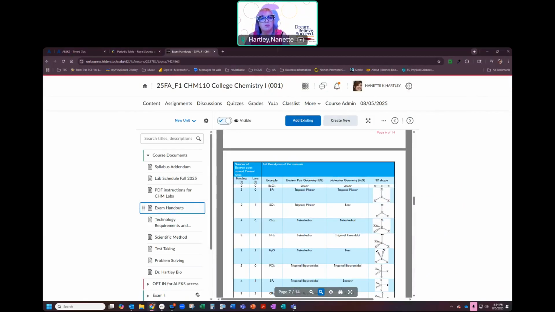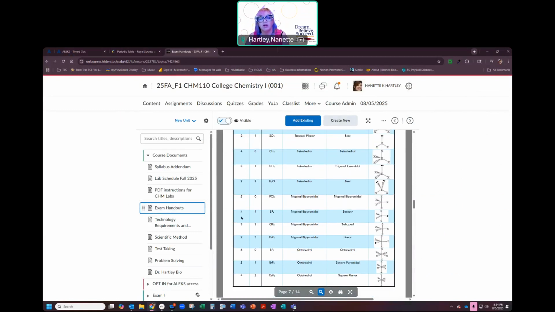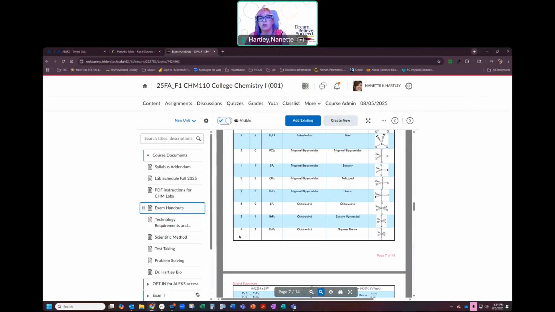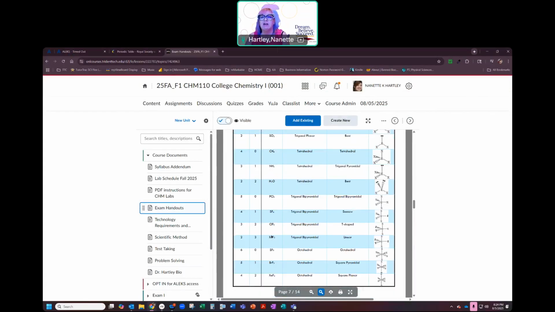What it says is the number of bonding groups and the number of lone pairs. So I want to find where I have 4 bonds and 2 lone pairs. So I see 4 here, but that's 0. I see 4 here, and that's 1. And if I look all the way down here, I have 4 and 2. My example molecule is XeF4. Oh, look, isn't that nice?